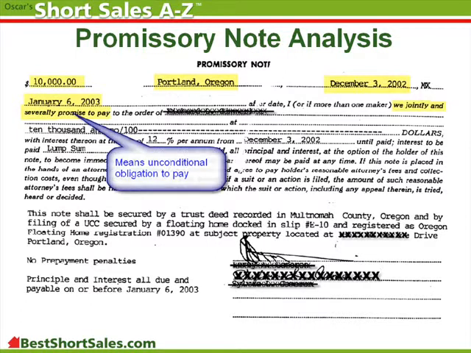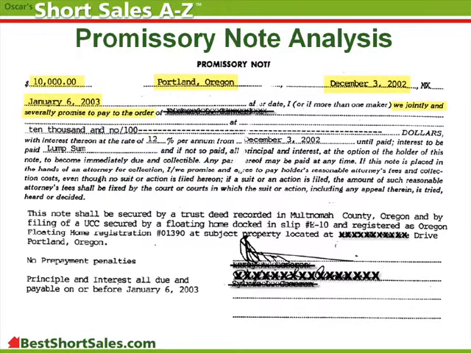Promise to pay. Promise means unconditional obligation. To the order of the creditor's name. This promise establishes the debtor as the promisor and the creditor as the promisee. This is the principal, $10,000. The terms of payment are interest of 12% per annum from December 3, 2002 until paid, with interest to be paid in a lump sum.